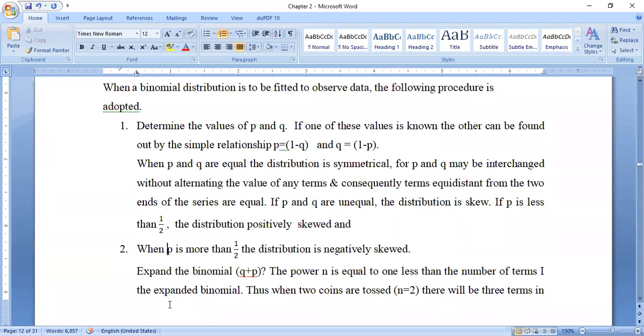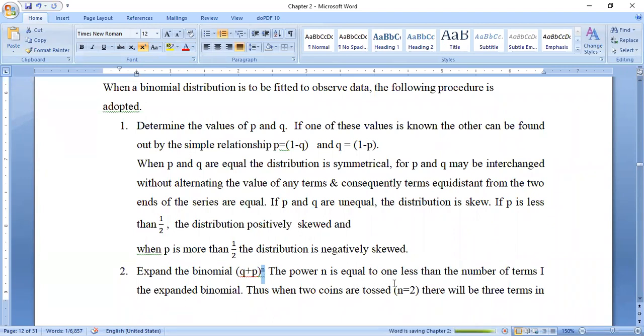What we have to do here is simply expand the value. We go for the expansion process. Expand the binomial in this way: q plus p, the whole power n. In the previous problem we did q plus p power 6. In the same manner, n indicates the number of times the coin is tossed. So, q plus p power n.